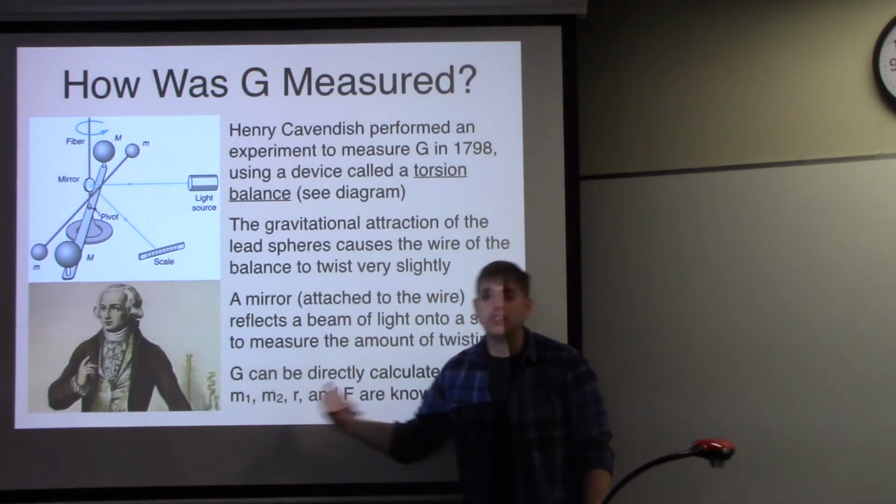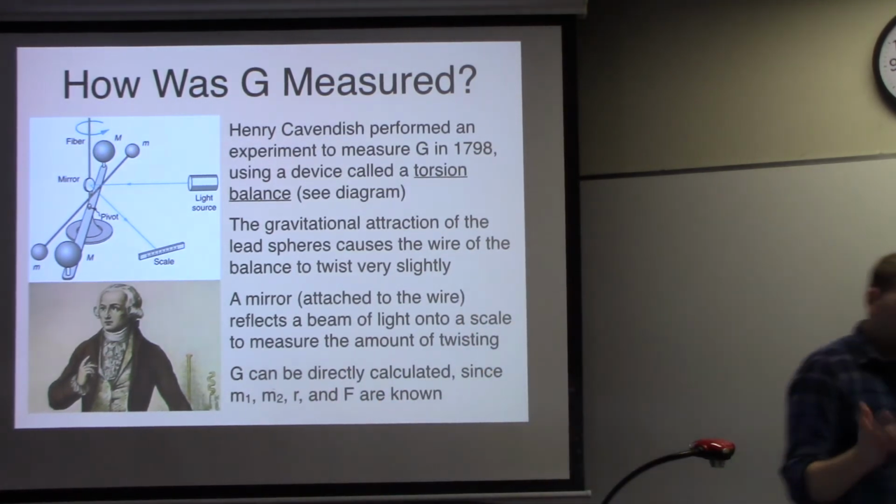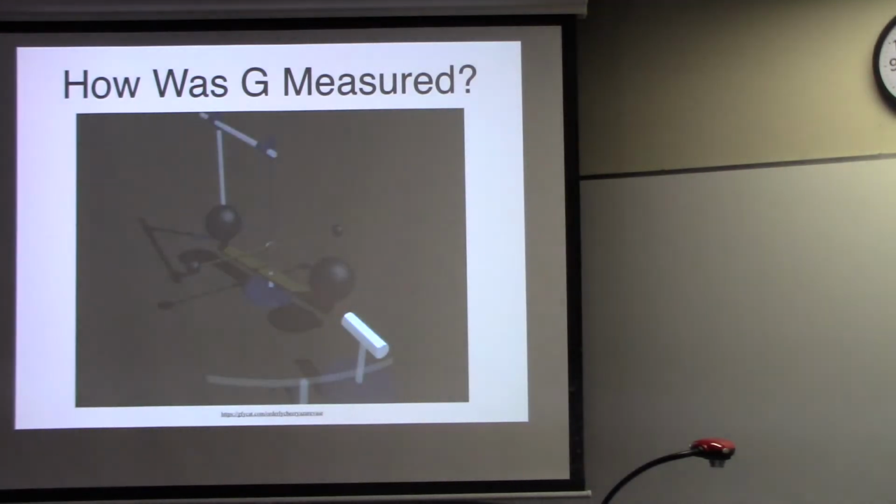Okay, so Cavendish was able to calculate G because he knew the masses, he knew the force between them, and he knew the distance between them. Okay, so that's sort of in a nutshell how it was done. And now I just want to show you an animation of what this looks like.